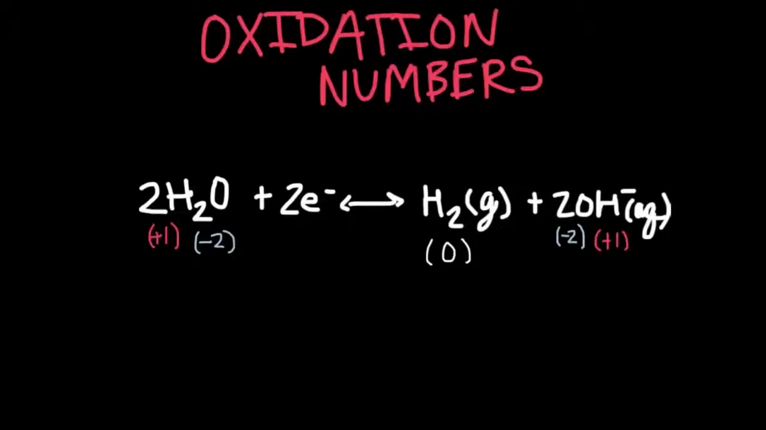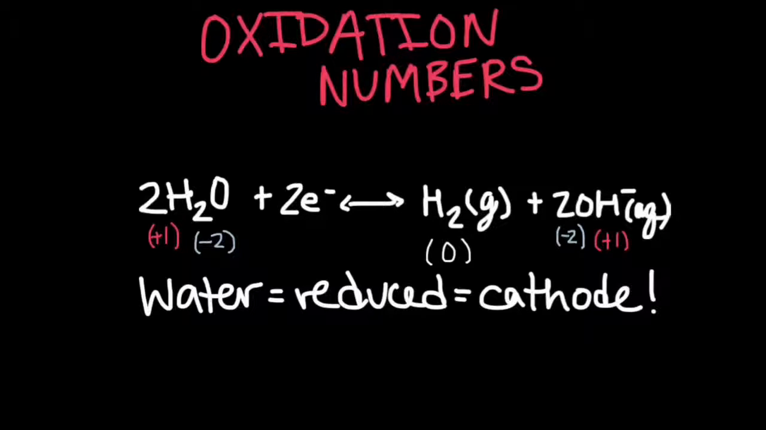However, a lone element always has an oxidation number of 0. Since hydrogen went from a +1 oxidation number to 0, we know that water is reduced, so this reaction is happening at the cathode.